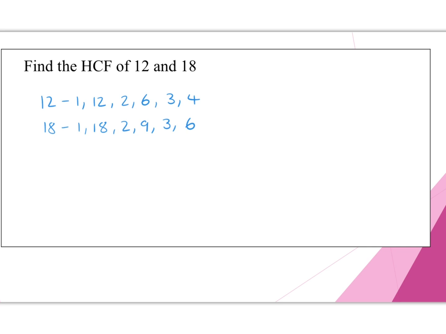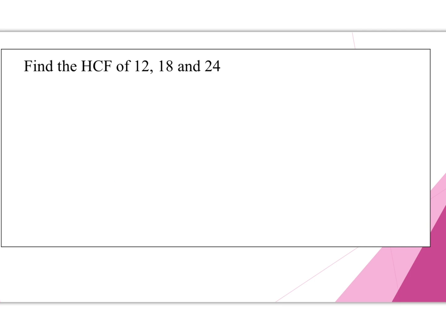So let's go along and highlight the factors that are in both lists. So I've got the number 1 is in both lists, the number 2 is in both lists, the number 3 is in both lists, and the number 6 is in both lists. So for the highest common factor, we're looking for the number that's in both lists and is the biggest. So in this case, the highest common factor of 12 and 18 is 6.